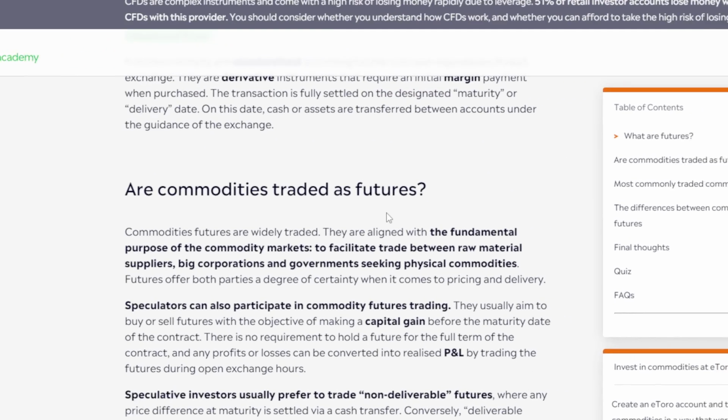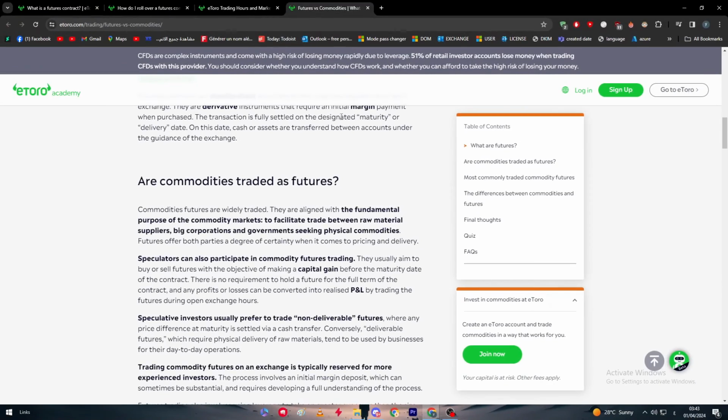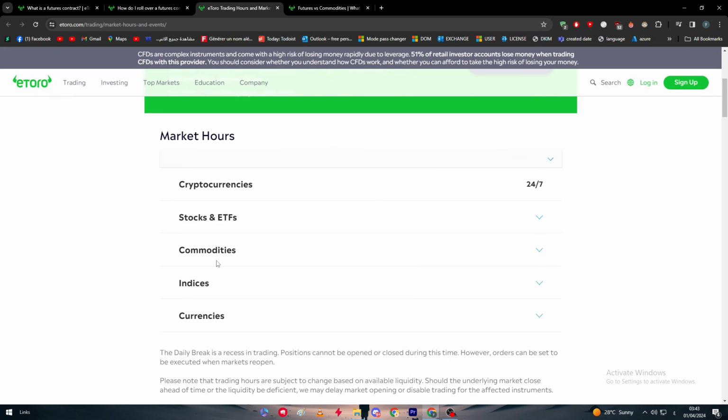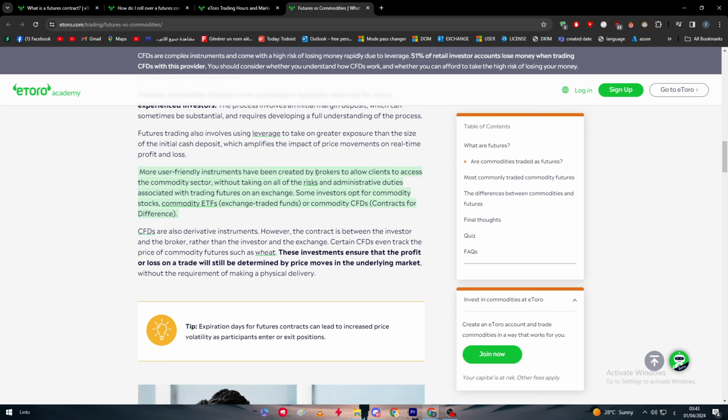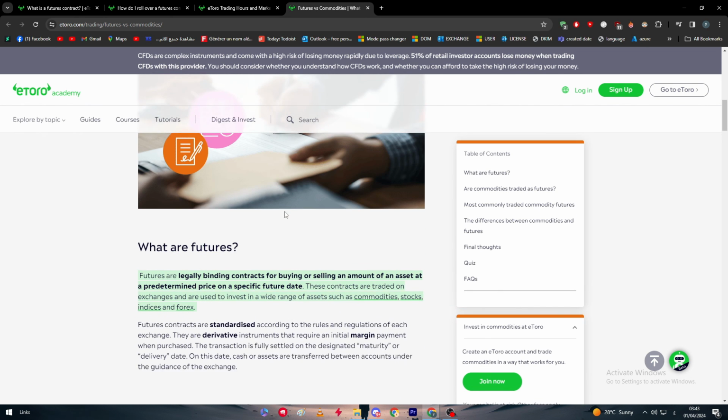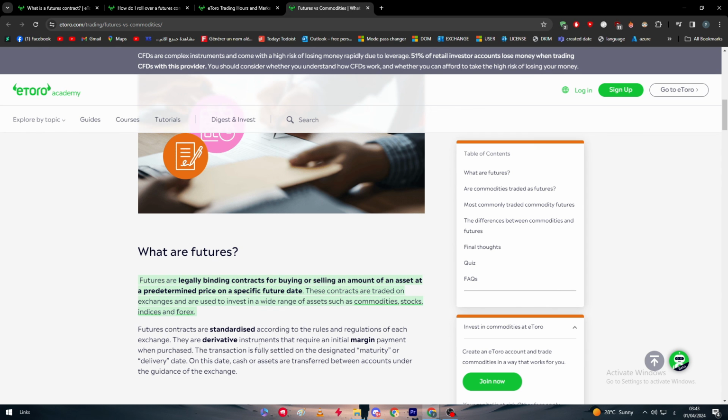Now, are commodities traded as futures? Yes, as we saw here, you can trade them here. So here they are, commodities, and you can actually find them. More user-friendly instruments have been created by brokers to allow clients to access the commodities sector without taking on all of the risk and administrative duties associated with trading futures on an exchange. Some investors opt for commodity stocks, commodity ETFs, or commodity CFDs. So this is the general definition of the difference between futures and commodities.